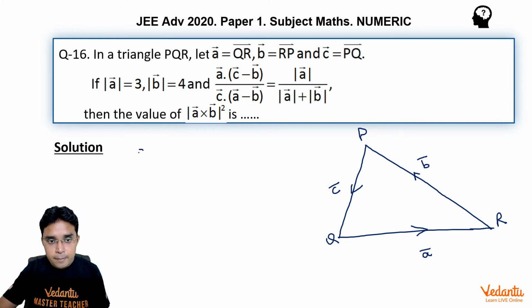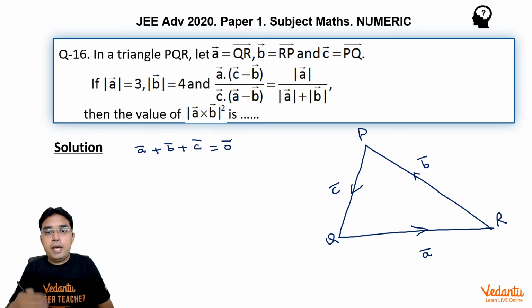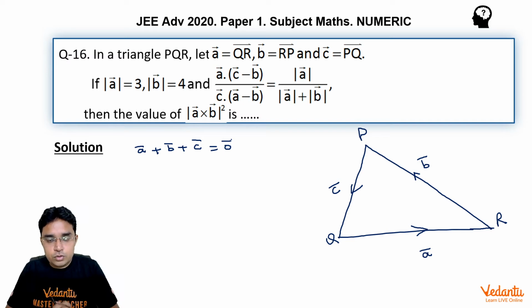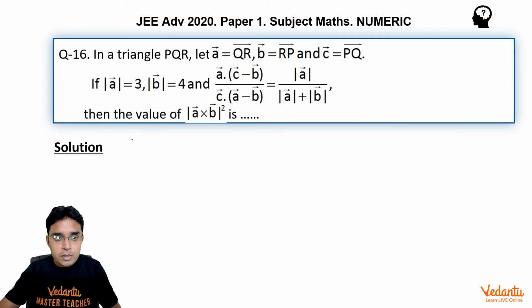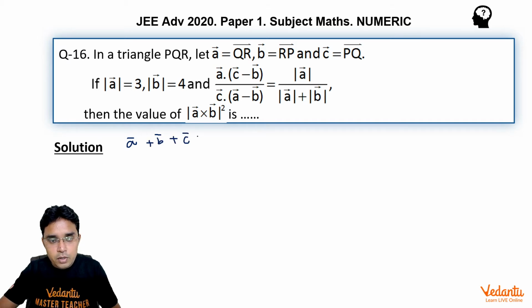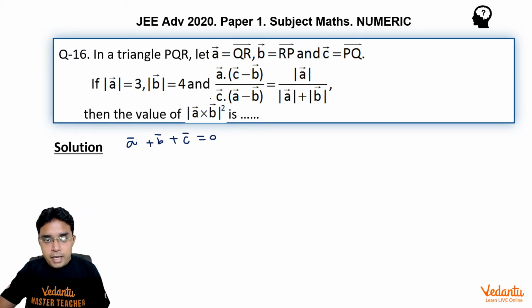Hence we can say A plus B plus C will be equal to the null vector. This can be seen by the triangle law or by the polygon law of sum of vectors also. So A plus B plus C is the null vector. That is one very important takeaway from this. Now let us first write A plus B plus C equal to 0 here. Now let us try to solve the expression which is given to us.